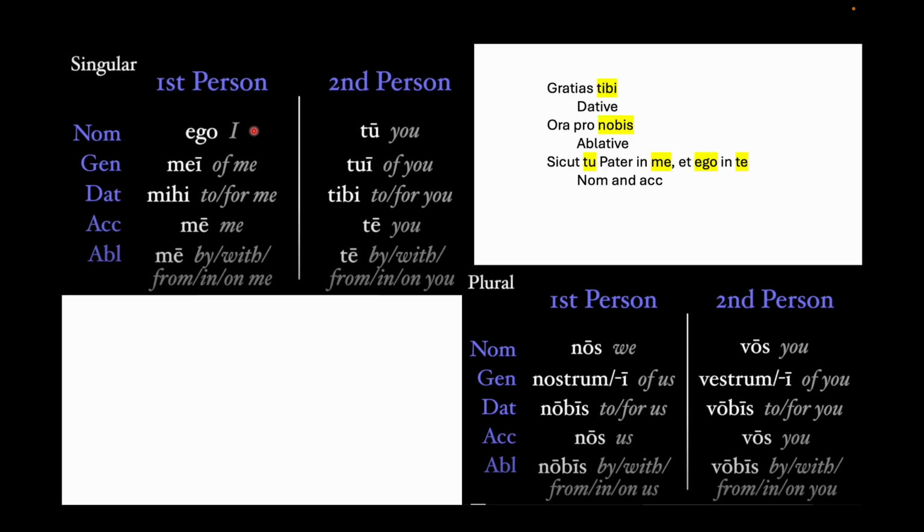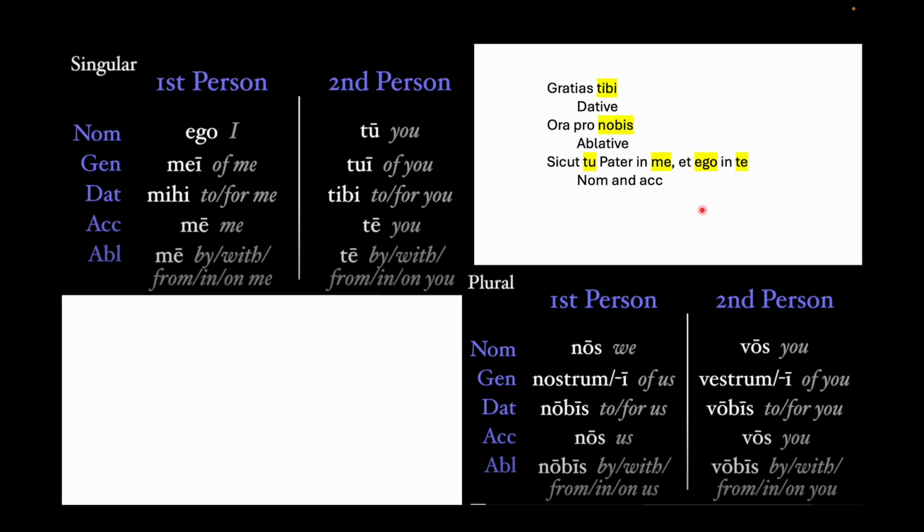Here's a few examples. Gratias tibi means thanks to you from the beginning of the Preces. Okay, that's tibi is the dative case. Then ora pro nobis is the ablative case. Nobis, we can see down here, can be dative or ablative, but we know because it's got a preposition. Remember, the dative doesn't take a preposition. So ora pro nobis is actually ablative.